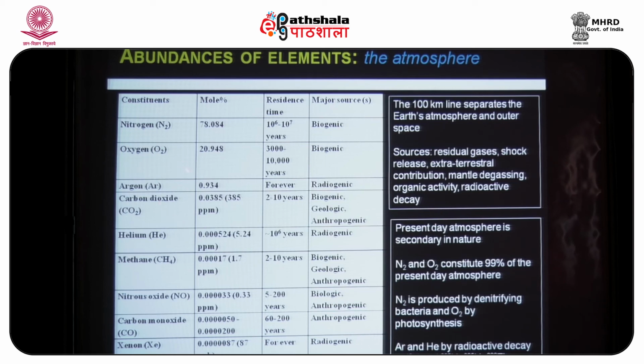Whereas, if you look at argon, which is very high in concentration, its main contributor is potassium-40, which decays to form argon-40. Now, why and how do we know that the contributor of argon is actually potassium-40?